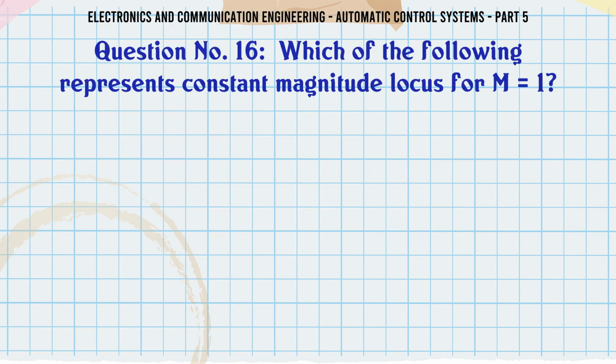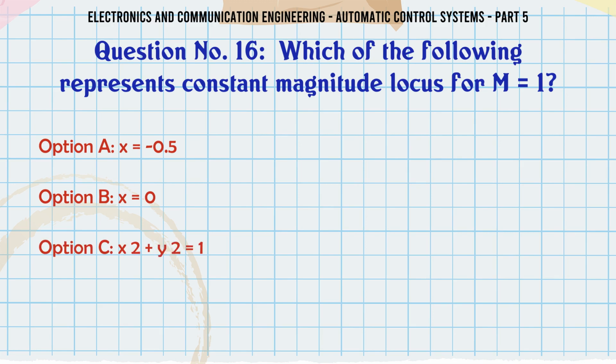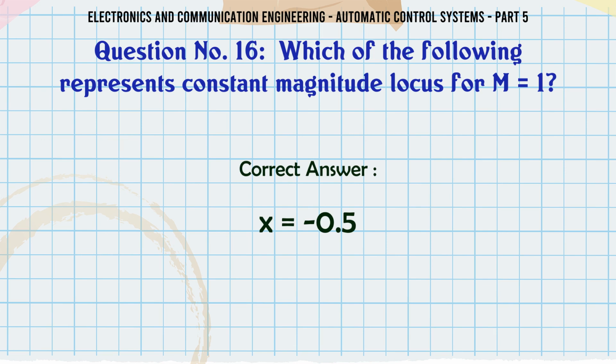Which of the following represents constant magnitude locus for M equals 1? A. x = 0.5, B. x = 0, C. x² + y² = 1, D. (x − 1)² + y² = 1. The correct answer is x = 0.5.